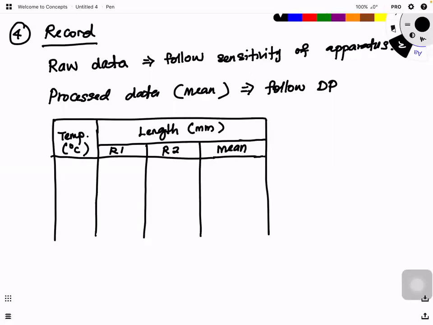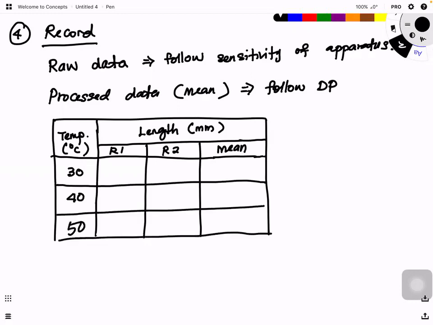So temperature, let's say 30 degrees Celsius, 40 degrees Celsius, 50 degrees Celsius, let's say. So look at the length. Let's say the first length is 30.5 millimeter. Number 2, 30.0. What is the mean? Anyone calculate the mean for me? Okay, so in this case, you can see that the mean equals 30.3 because we follow the decimal point. So it means that we're going to round it to 30.3.